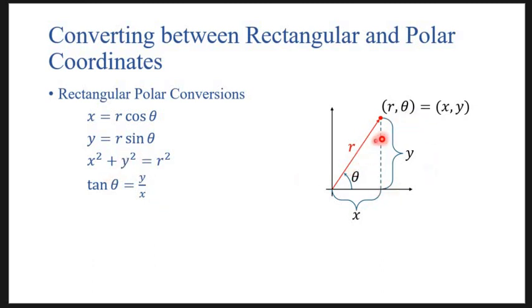And here's the geometry of everything. X is just the horizontal distance from the origin to the point. Y is just the vertical distance from the origin to the point. R is the distance from the pole to the point. And theta is the rotation from the positive x-axis to the terminal side of the angle that contains the point.